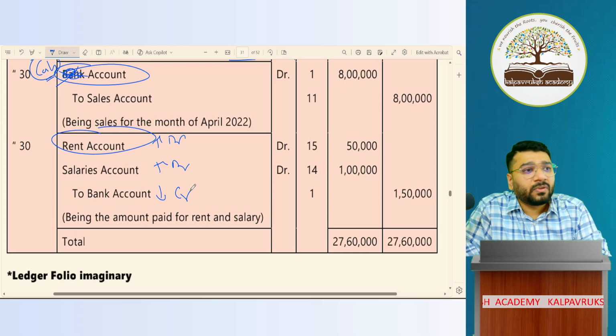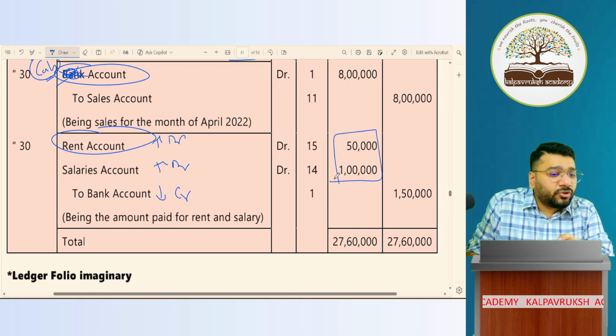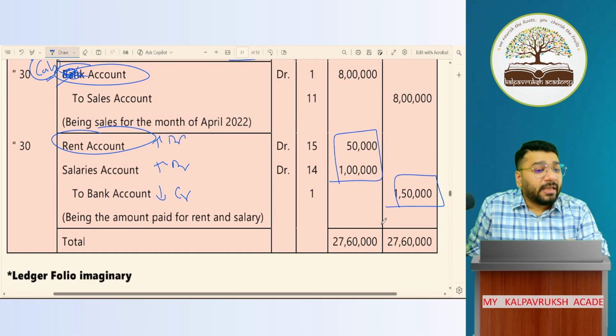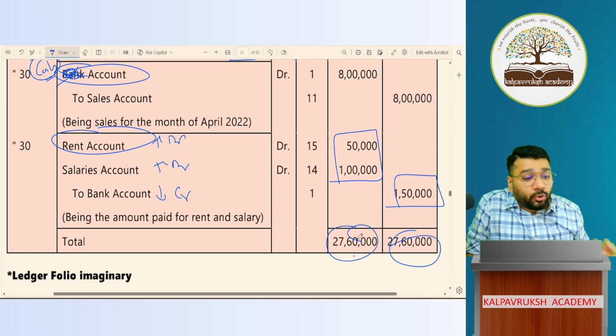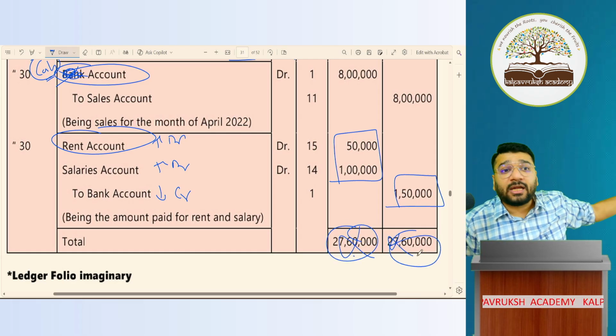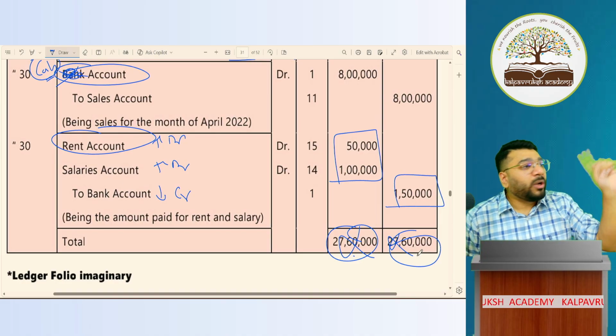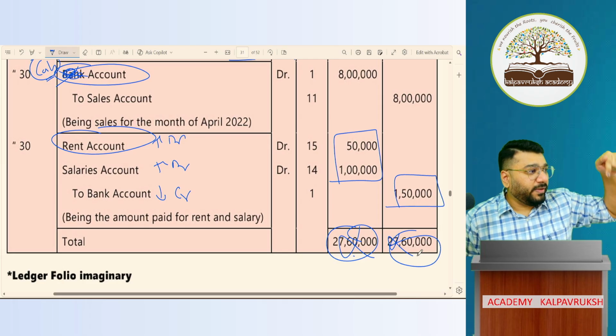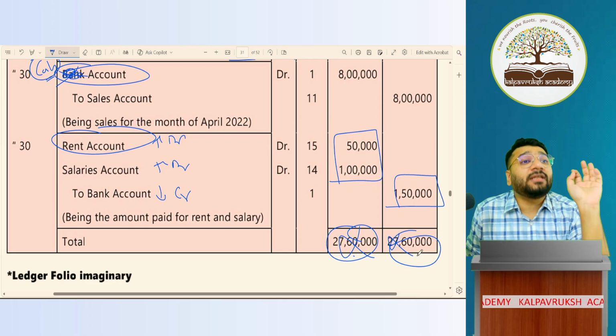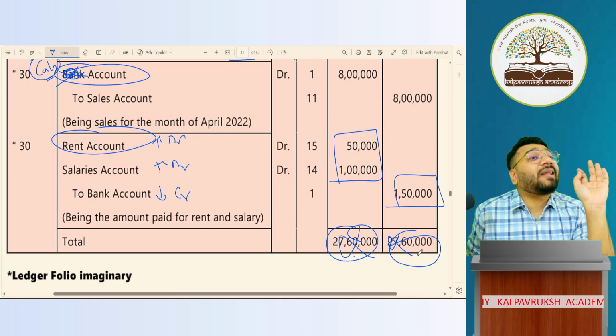Always remember, the total of the debit should always be equal to the total of credit. Here they've done the total on the overall basis. This total is not required in the exam. This total is done only for knowledge purposes. You don't have to check the total when you write the exam. You just have to see the total for each and every transaction that you posted.